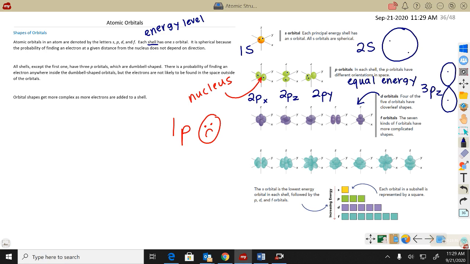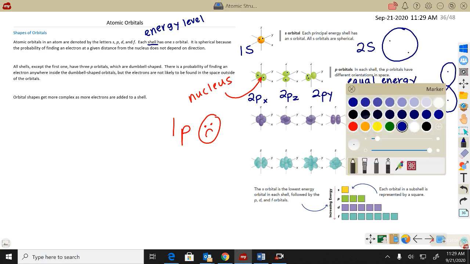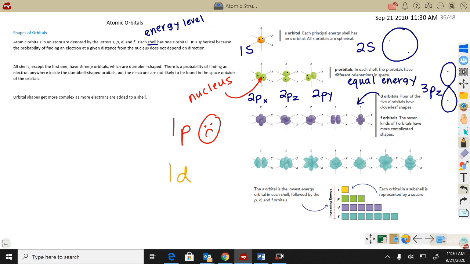There are 5 of them. Most of them look kind of like a clover in that they have 4 lobes. There are 4 lobes. They're higher in energy. They're a little bit bigger. And they don't start until the 3rd energy level. So now, for example, there is no such thing as a 1d or a 2d.